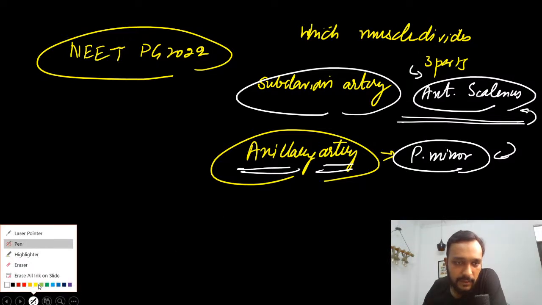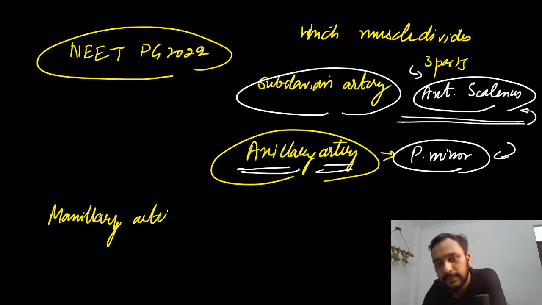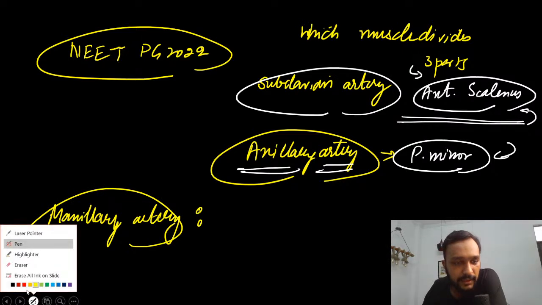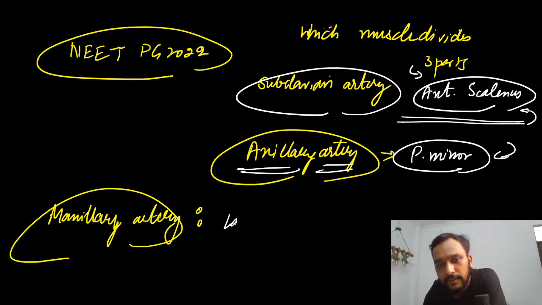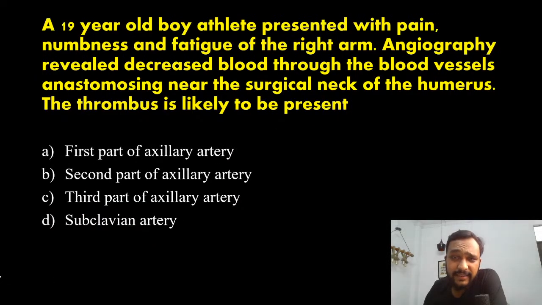Then, guys, talking about one more important artery, that is your maxillary artery. It is again divided into three parts by which muscle? So here I am going to tell you the muscle. It is lateral pterygoid muscle. It is going to divide the maxillary artery into three parts.